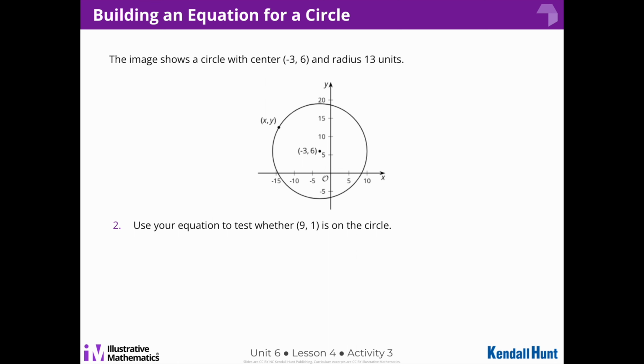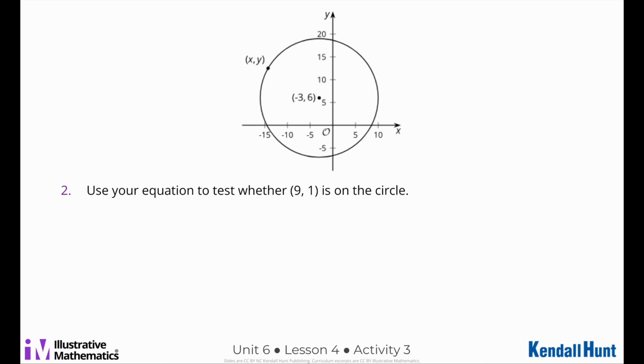Okay, so now that we have an equation that we can use to test a point on a circle, we're going to use it. And I'm going to have you test whether 9 comma 1 is on the circle. So I'll write down the equation from the previous slide, and then you can do the testing. And then we'll come back and I'll show it to you all together.